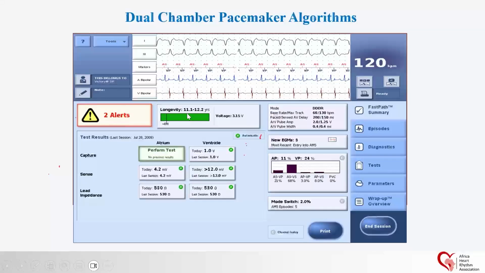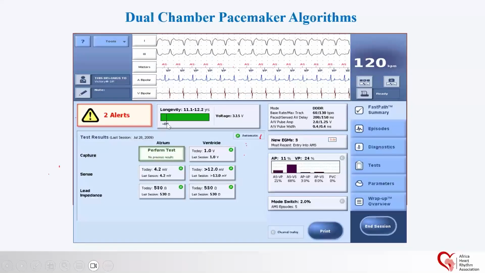In this case, we have 12 years. And here we have a summary of the parameters that are already programmed. For example, the mode in this pacemaker is DDR, and we have the base rate, that means the minimal rate, and we have the max tracking rate, and we have the paced and sensed AV delay. We have amplitude, and we have all information, it is a summary of all information.